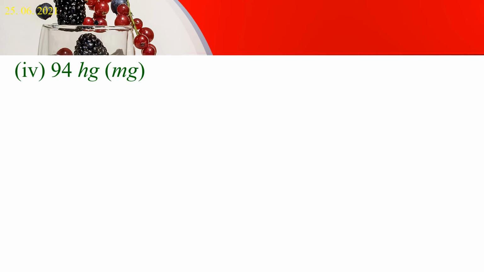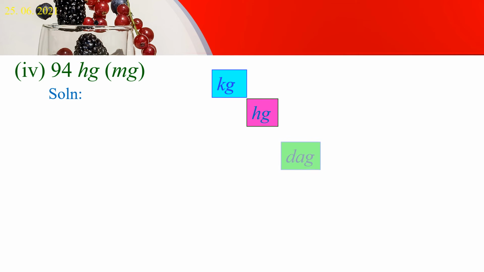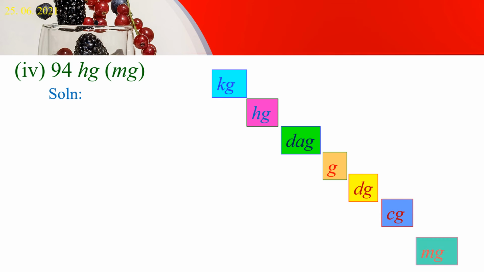Fourth question is 94 hectogram. In the bracket they have given milligram. We have to convert hectogram to milligram. Let us move on to the solution. We know the arrangement that kilogram, hectogram, decagram, gram, decigram, centigram, milligram. This is the arrangement of units.